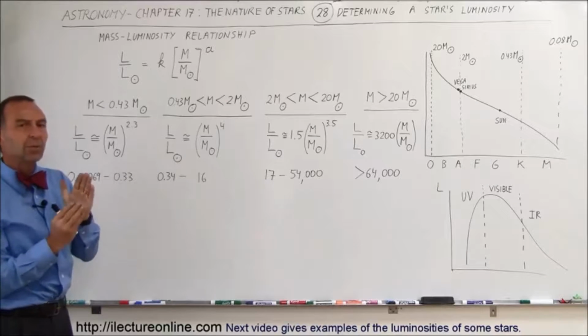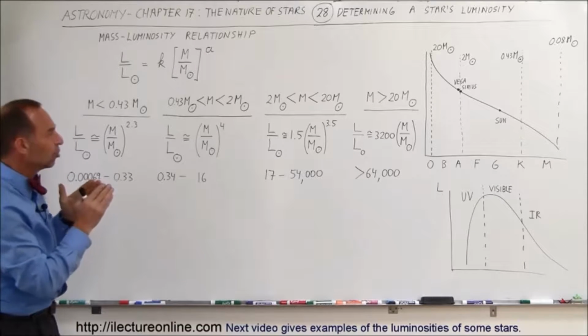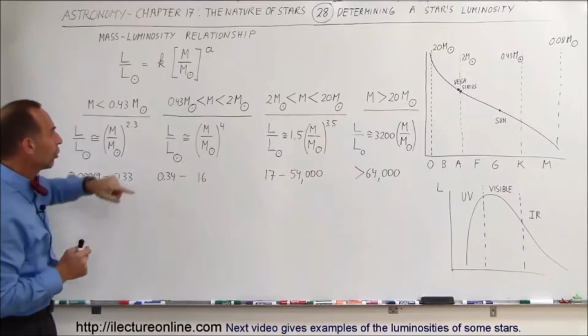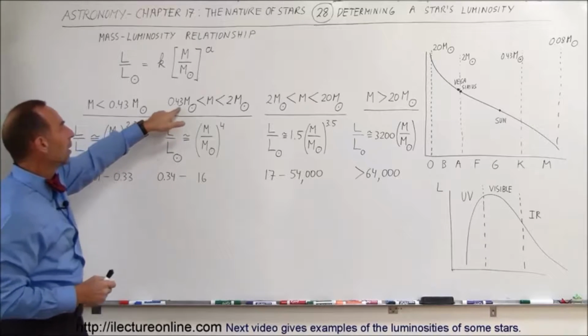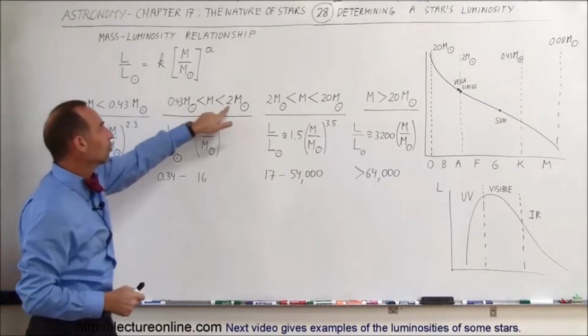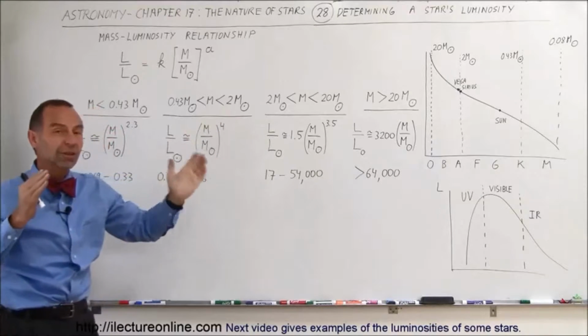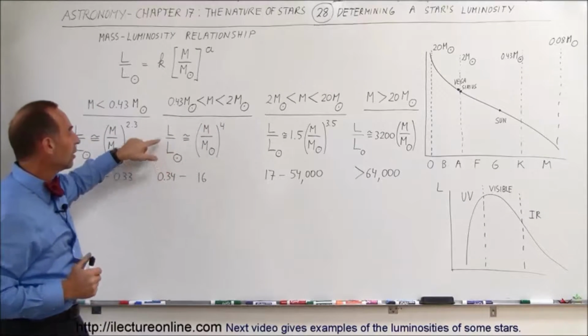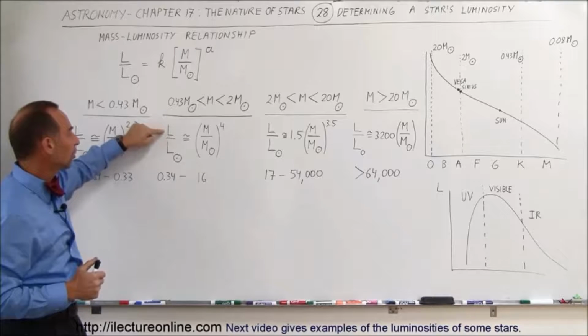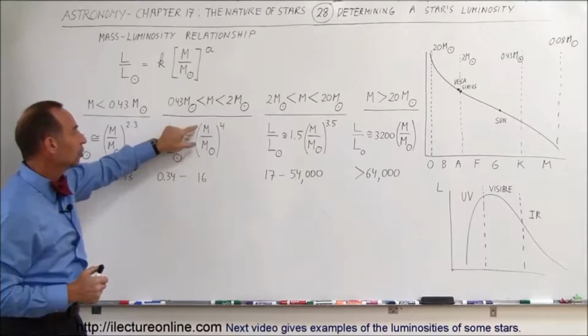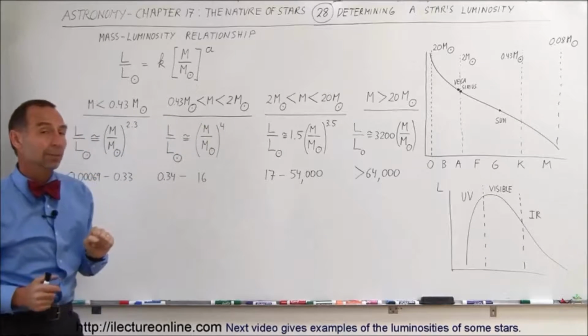Then we can see that the mass-luminosity relationship changes. There's a different slope to the curve, and therefore between 0.43 times the mass of the sun and 2 times the mass of the sun, so stars that are fairly similar to the sun, the equation becomes: the luminosity is about equal to the mass to the 4th power.